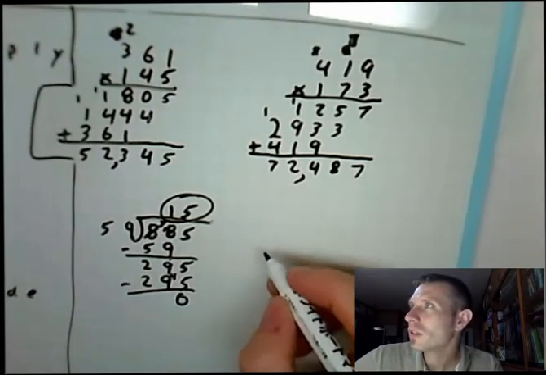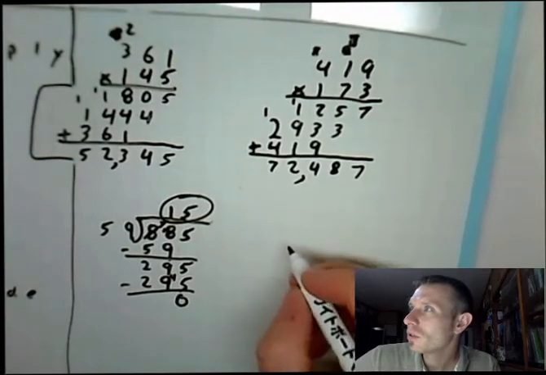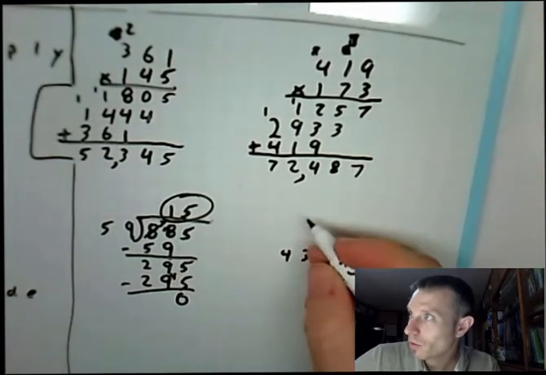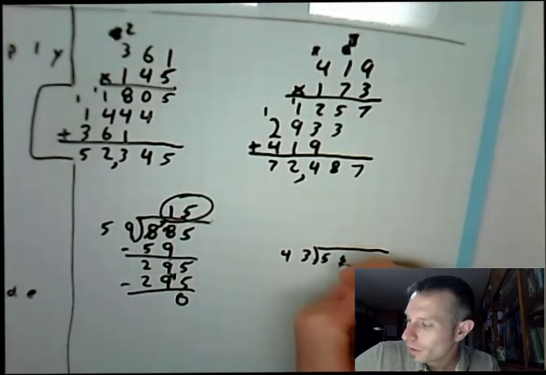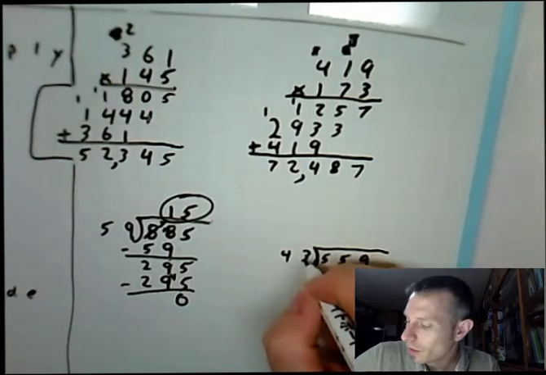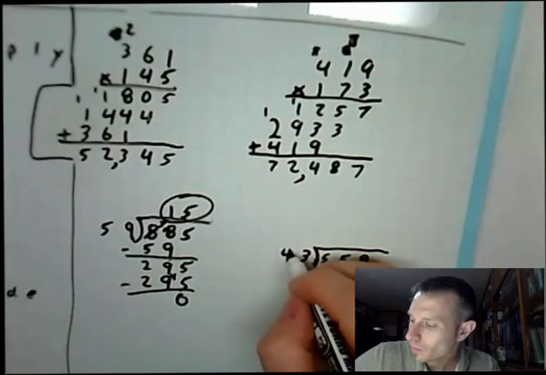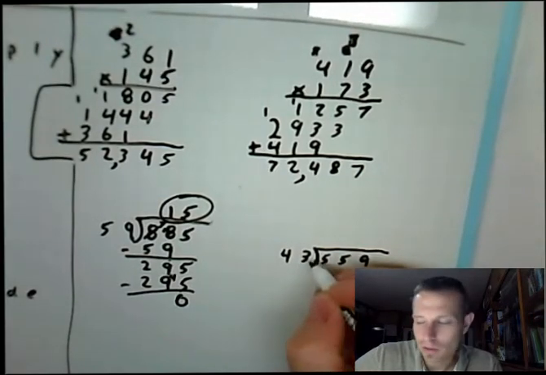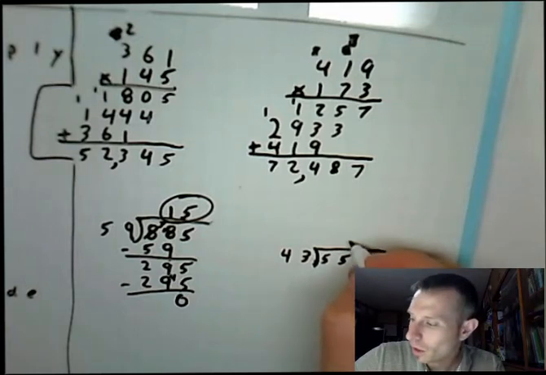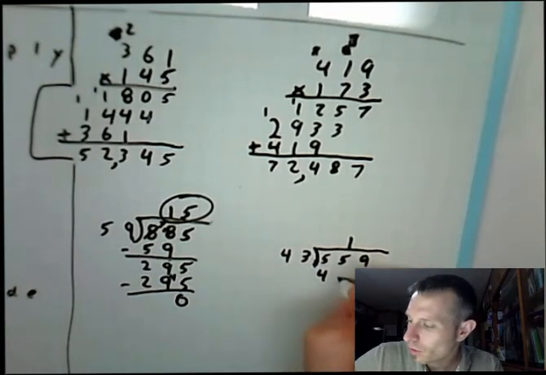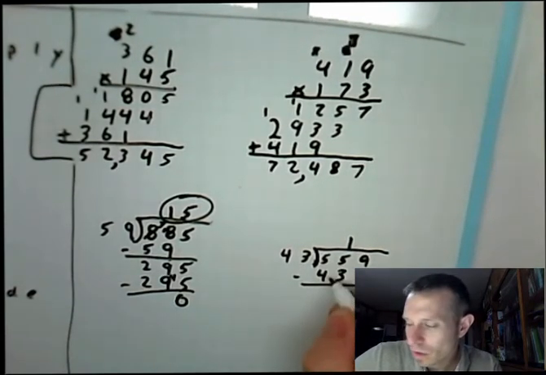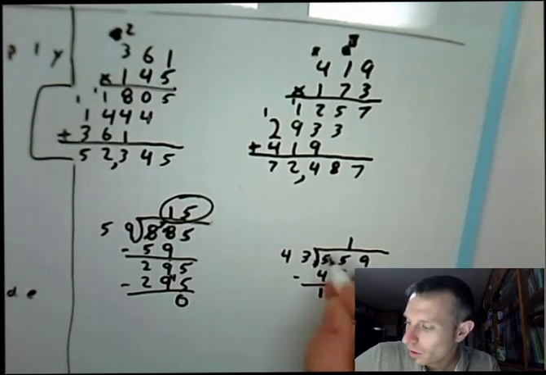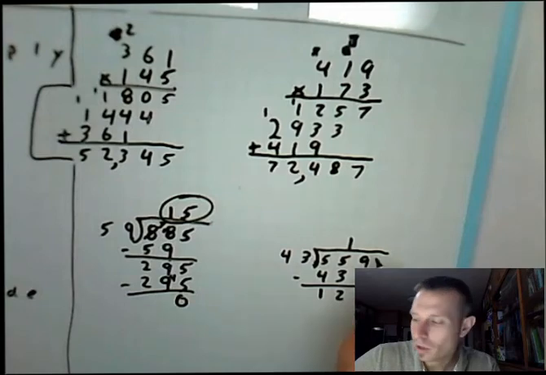Let's do one more. We read this as 559 divided by 43. So it looks like 43 does not go into 5. 43 does go into 55 one time. 1 times 43 is 43. We'll subtract. 5 minus 3 is 2. 5 minus 4 is 1. We can check. Yes, 43 does not go into 12, so we need to bring down this 9.